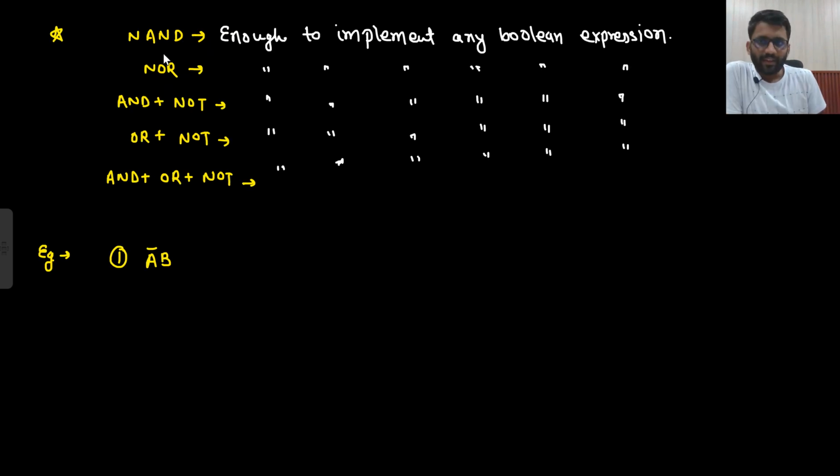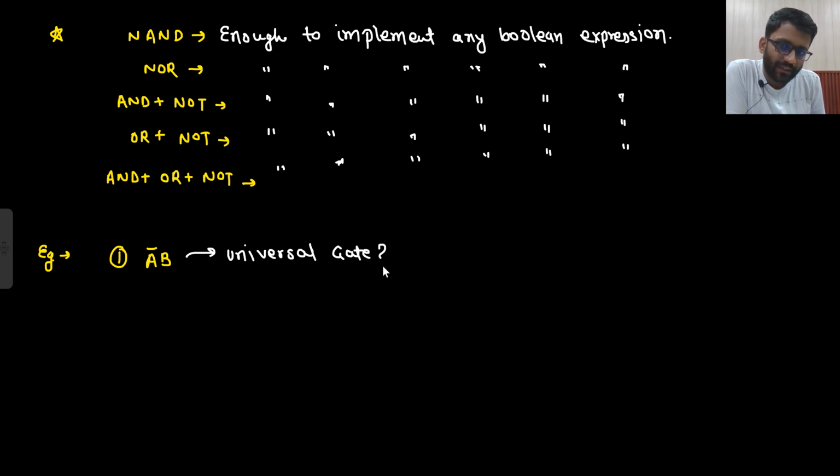So here what I have written: NAND gate alone is enough to implement any boolean function. NOR gate is also alone enough to implement any boolean function. AND plus NOT, that is also enough to implement any boolean expression. OR plus NOT, if two gates are given, then also they are enough. AND plus OR plus NOT, they are also enough. Now this gate is given to me, A bar B. My question is whether it is a universal gate or not. I have a gate which can implement this function A bar B.